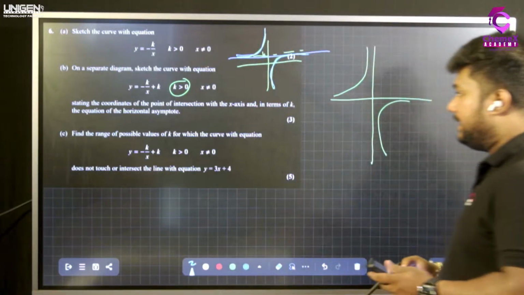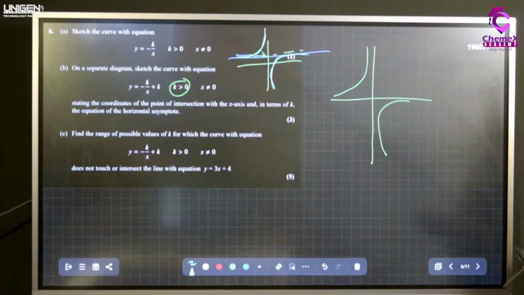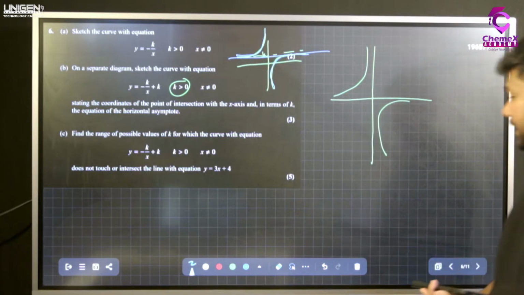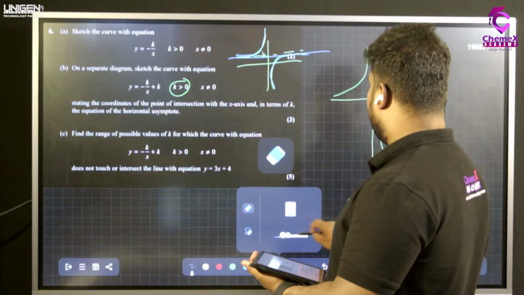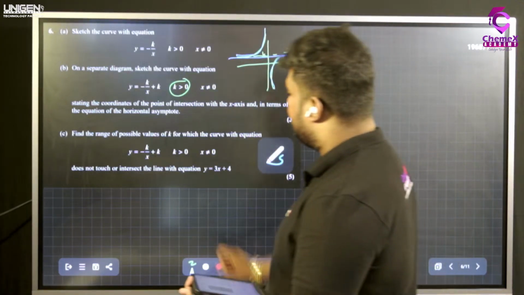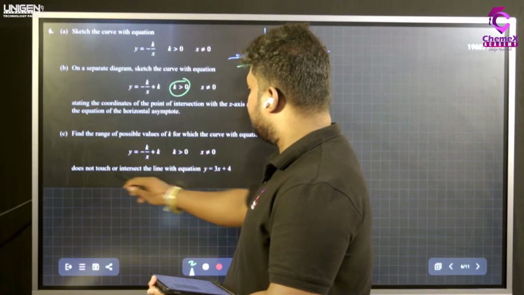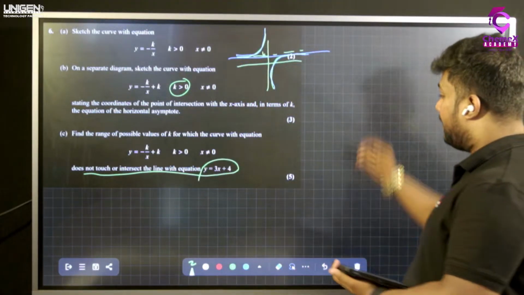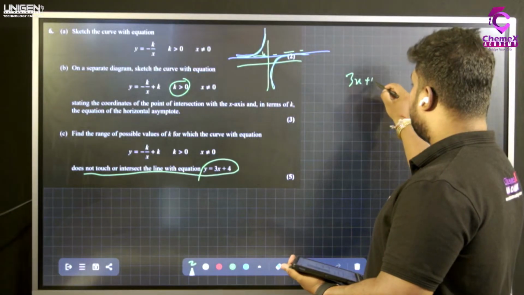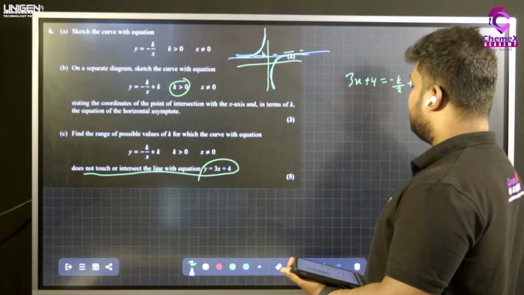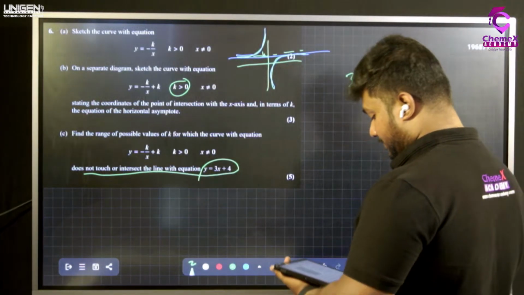Next, find the range of possible values of k for which the curve with the equation does not touch or intersect the line. So how do you find the range of possible values? They say it does not touch or intersect the line. So we can take 3x plus 4 equal to minus k over x plus k. Then how do you do?